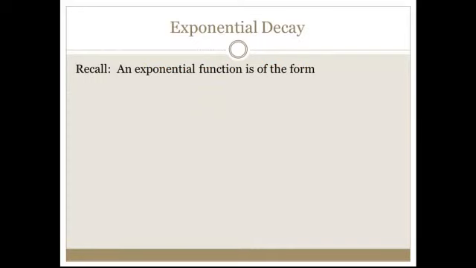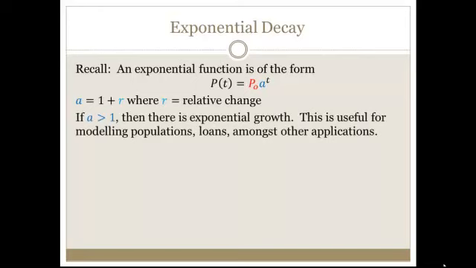Recall that an exponential function is of the form p of t equals p naught times a to the t, where a equals 1 plus r, and r can be calculated as the relative change over 1 unit. If a is greater than 1, then there is exponential growth. This is useful for modeling populations, loans, amongst other examples. If a is less than 1, then there is exponential decay. Let's look at some examples of this.